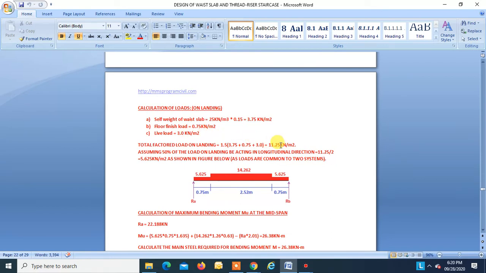Okay, but again, we will consider only half over here, as we know that this landing is spanning in this direction when we are considering this flight. But when we will be doing the design of landing, then this will span in this direction. So over here, we'll take only half of this load, okay? Because the load is coming from two systems, right?